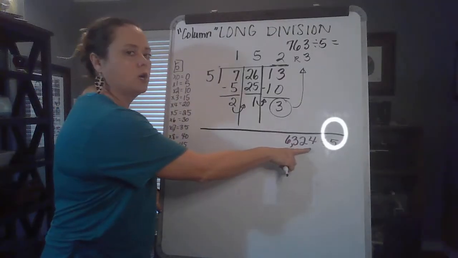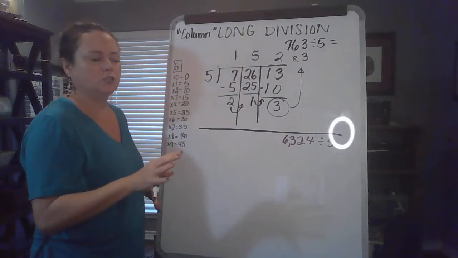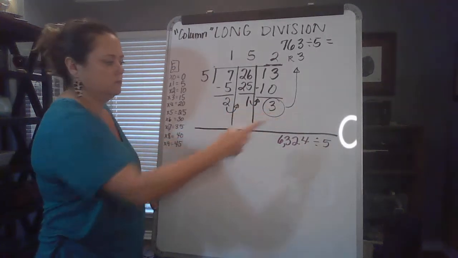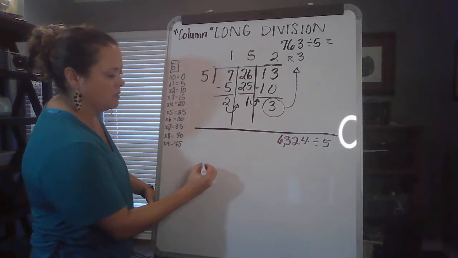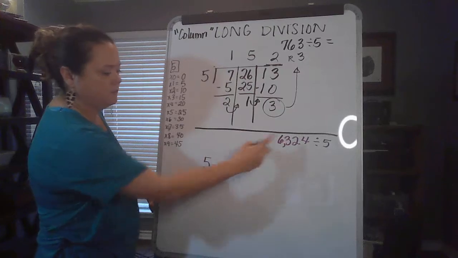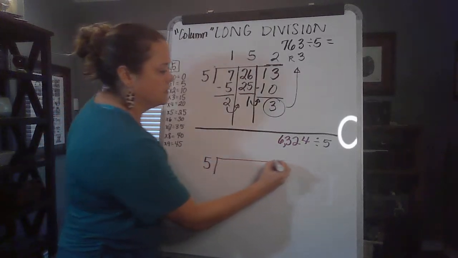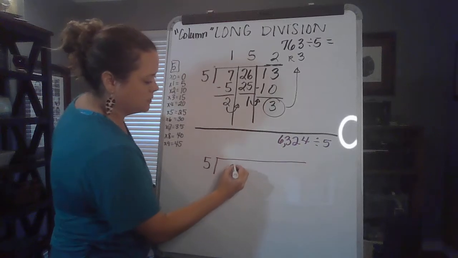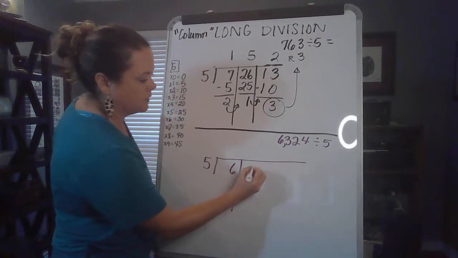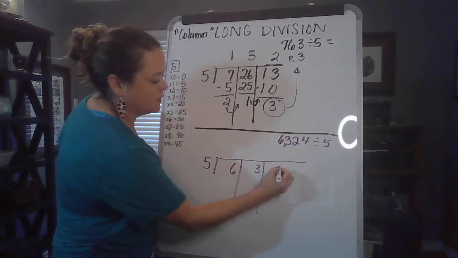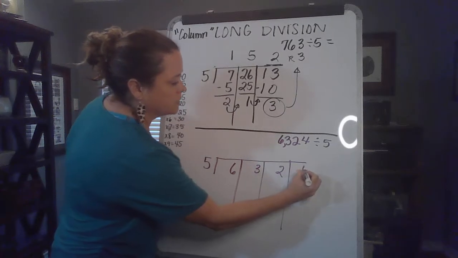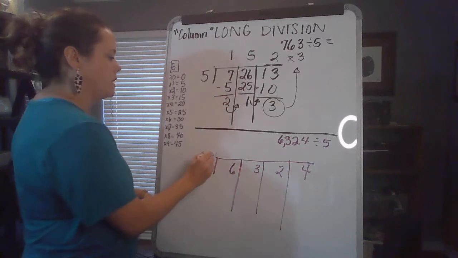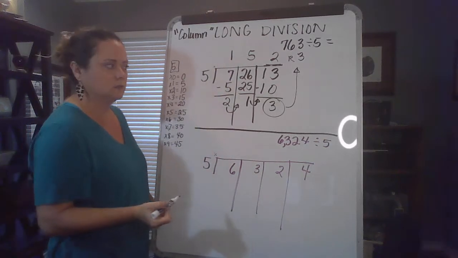Now we have a 4-digit dividend. That's totally fine. We're just going to have an extra column. Not a big deal. My divisor is still 5. We're still dividing by 5. Each number gets its own column. So 6, and then a 3, and then a 2, and a 4. Same idea.